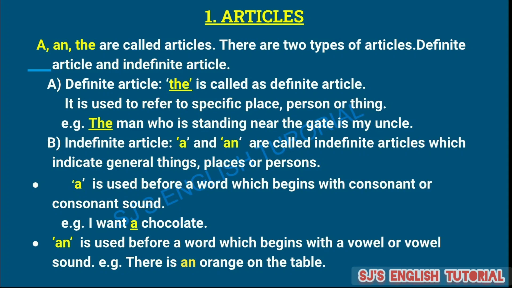The second one is indefinite article. A and an are called indefinite articles, which indicate general things, places or persons. A is used before a word which begins with a consonant or consonant sound. Example, I want a chocolate. An is used before a word which begins with a vowel or a vowel sound. Example, there is an orange on the table. An is an indefinite article.